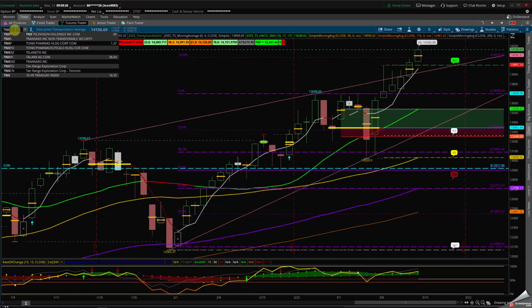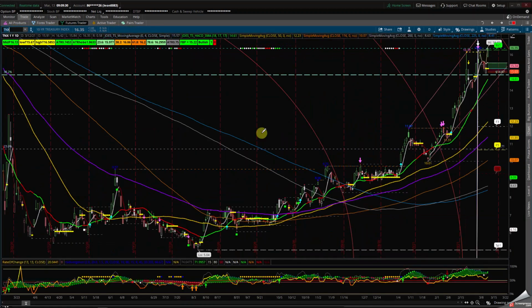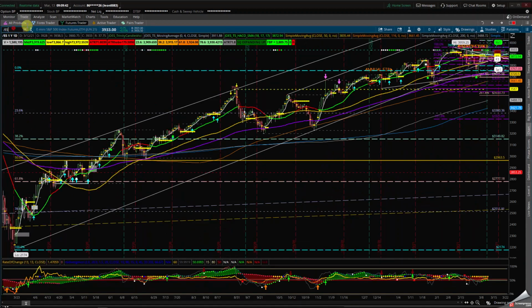I think I can get it that way. This is the 10-year, which I showed you, the fan going higher on an annual basis. We've cleared two of them. I did this one. Let's go now. Take a look at the /ES, which is the S&P 500.